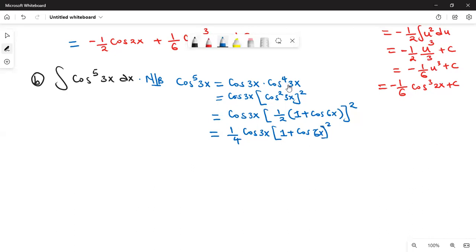So let us square that. We are supposed to get now 1 over 4 times cosine 3x. When you square this one, you get 1 plus 2 cosine of 6x plus cosine squared of 6x. That one.